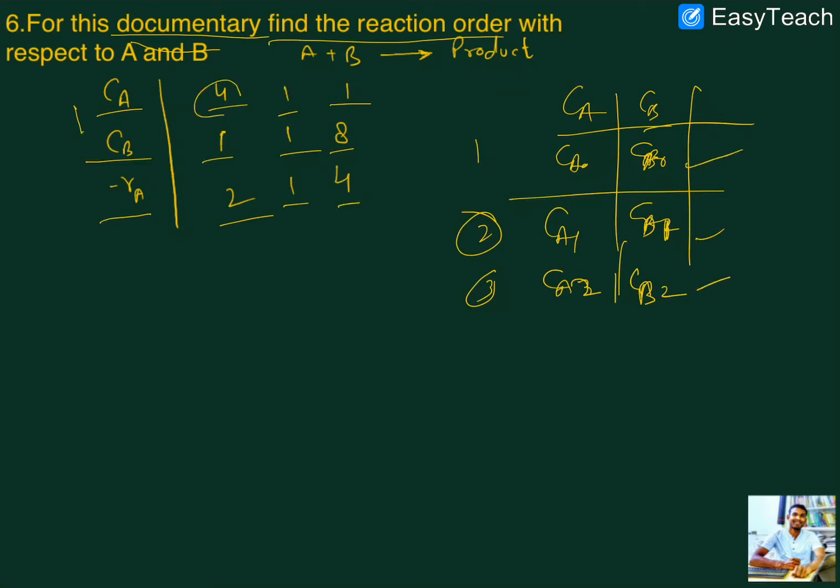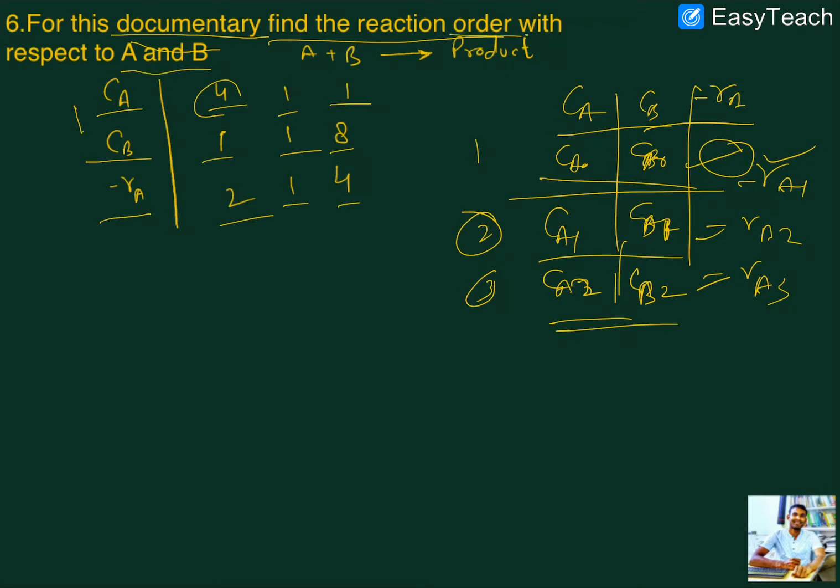So at each sample there will be a rate of reaction. Here minus RA1, here minus RA2, minus RA3. So at different samples, the rate of reaction is being measured. We have to find out the reaction order with respect to A and B with these samples. So let us try to find out. Suppose we represent it as minus RA equal to K CA^m CB^n, with order m with respect to A and order n with respect to B.